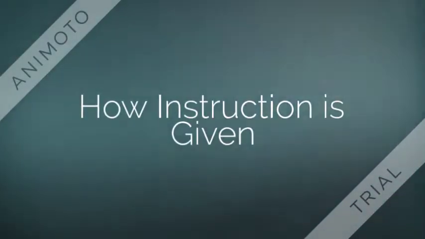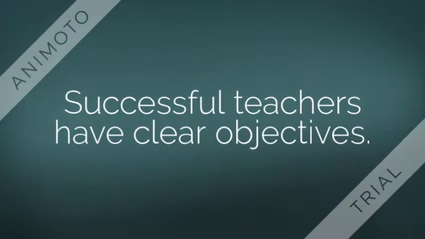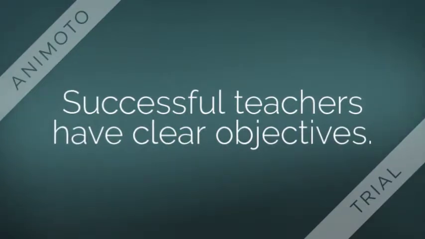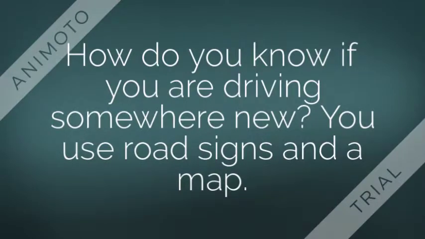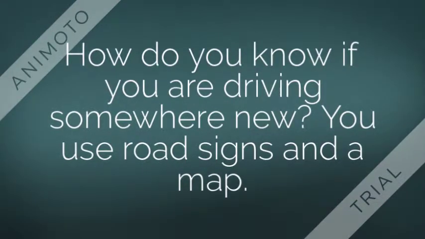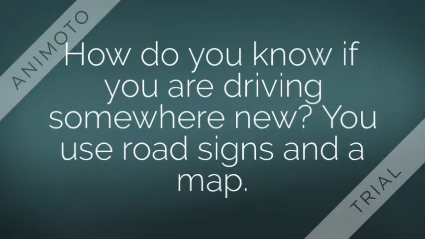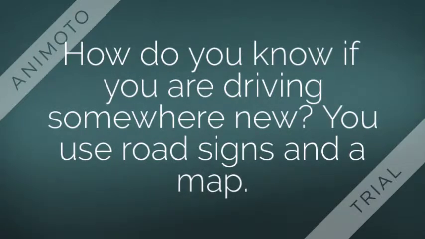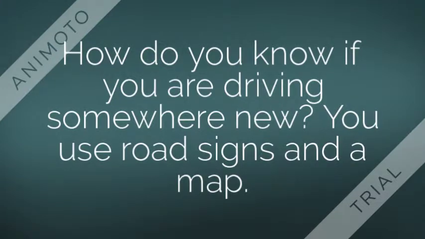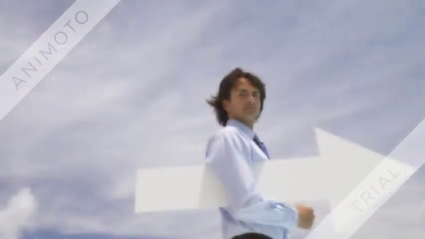How instruction is given. Successful teachers have clear objectives. How do you know if you are driving the right way when you are traveling somewhere new? You use road signs and a map. In the world of education, your objectives for your students act as the road signs to your destination, and your plan is the map.